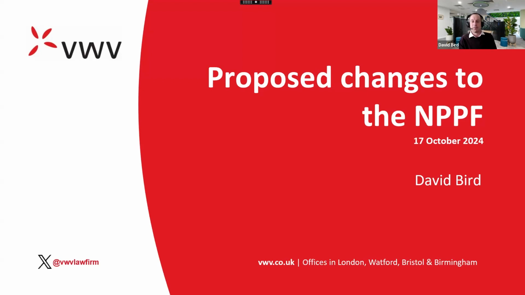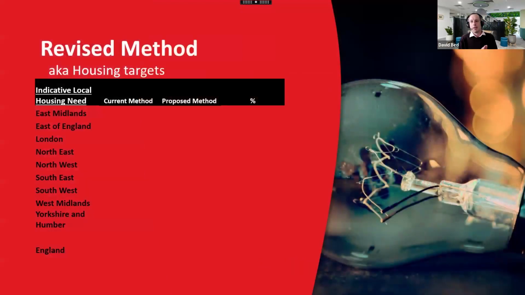Anyhow, how are they going to do this? For all the talk of grey belt, green belt, etc., the main driver is going to be a change to the housing targets. So let's have a quick quiz first. Next slide, Javaria, please.